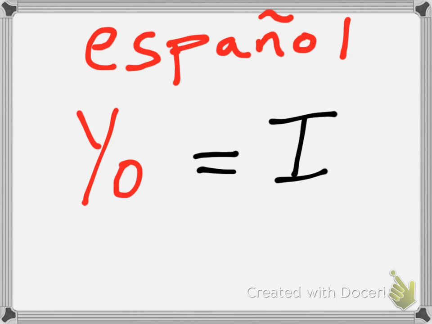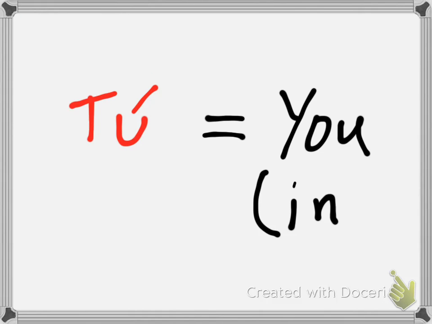Yo is I. Yo. Tú is the you informal. There are two types of yous in Spanish. We'll talk about how to use them and when to use them. On this particular form of you, the tú, make sure you have the accent mark over the u. That is very important. Without that, it is a completely different word. So tú is you, the informal version.